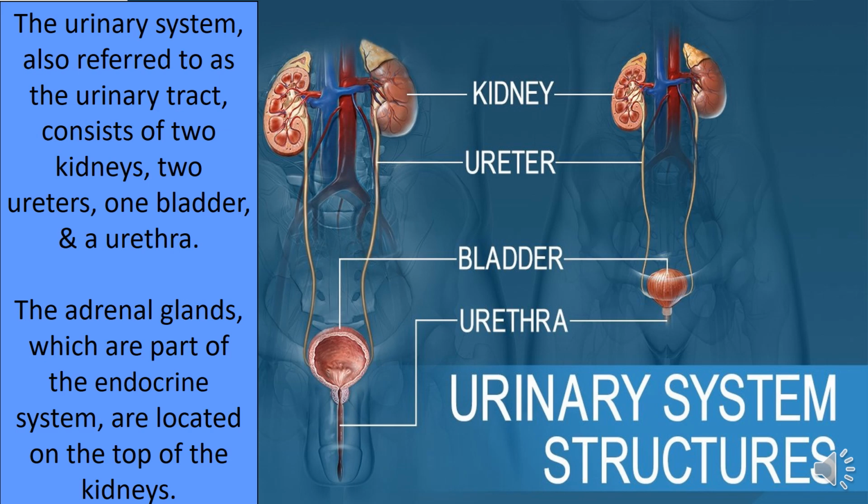The urinary system structures, also referred to as the urinary tract, consist of two kidneys, two ureters, one urinary bladder, and a urethra. The adrenal glands, which are part of the endocrine system, are not part of the urinary system, but they are located on the top of both kidneys.